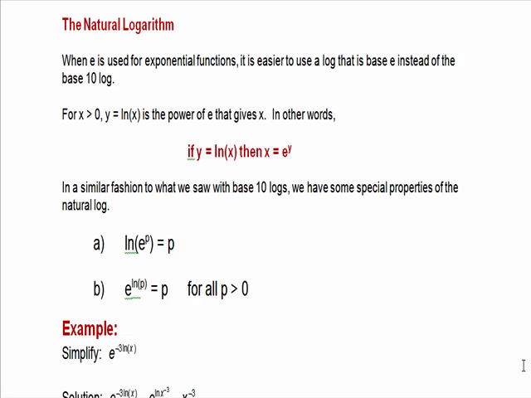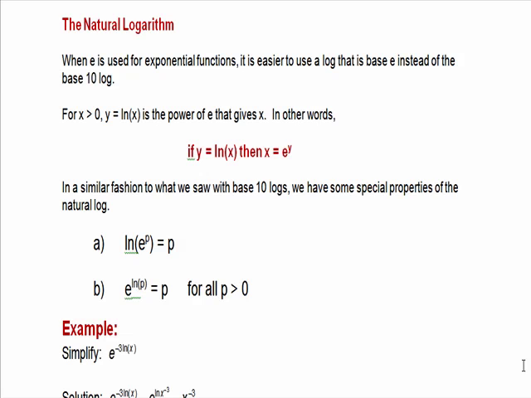Okay, now let's take a look at the natural logarithm. The natural logarithm is the second kind of logarithm that we're going to be talking about in this course. So when e is used for the exponential function, it's actually easier to use a log that is base e instead of the base 10 log.